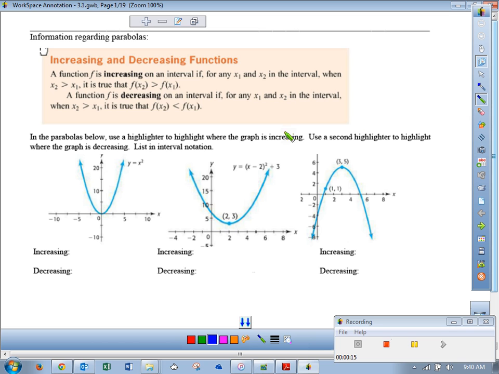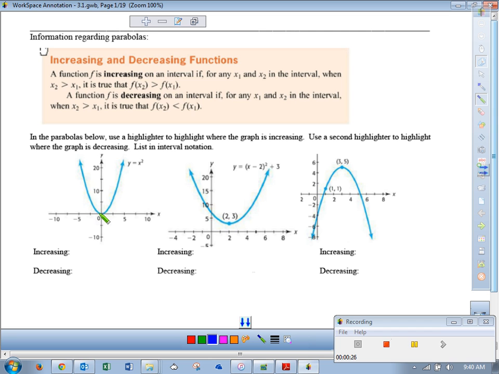To make it short and sweet, it says in the parabolas below, use a highlighter to highlight where the graph is increasing, then use a second color to where it's decreasing. If you want to use your pencil, I don't care, to make one dark and one squiggly or something. But check it out. Where is the graph increasing? That's where it's going up from left to right. Like if I was to trace this parabola with my highlighter, where would my parabola be going up from?